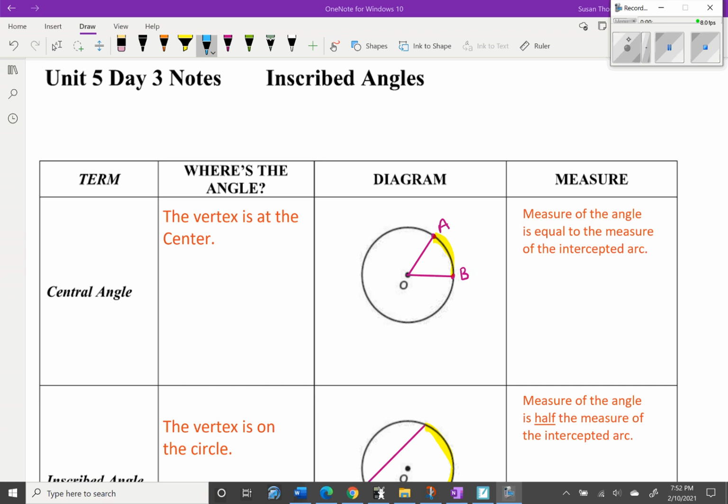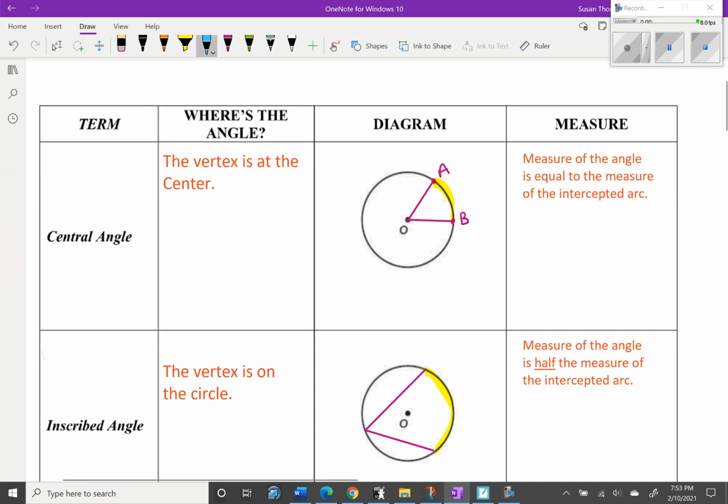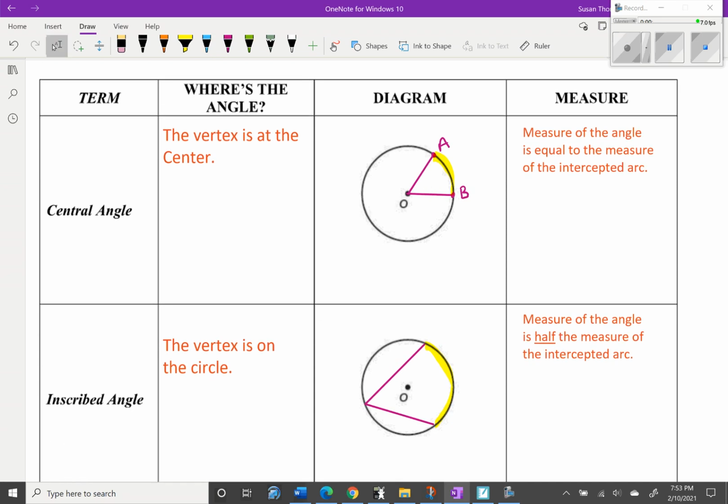All right, so today we're going to talk about inscribed angles. So let's go ahead and look at central angles again. Remember, a central angle, the vertex is at the center. And so here's our diagram. We have two radii, and remember that the measure of the angle is equal to the measure of the arc. So we could say the measure of angle AOB is equal to the measure of arc AB. So that's one way that we could write that.